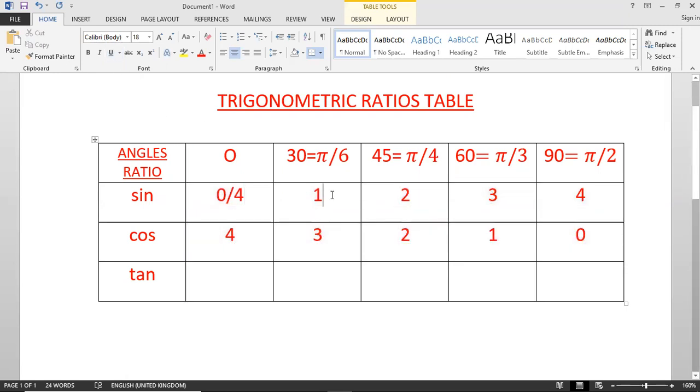So every number will be divided by 4. All the values will be divided by 4. Then we will go for the simplification and we will see what the values are.